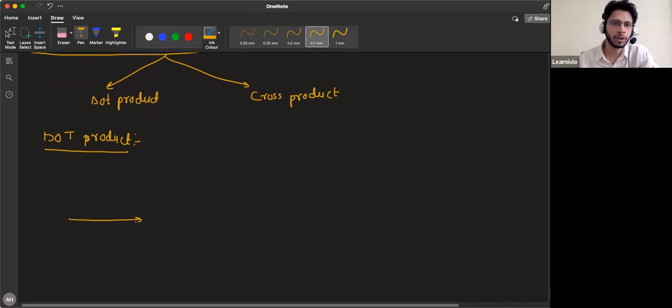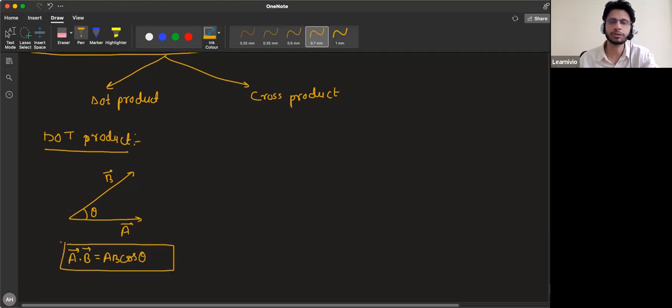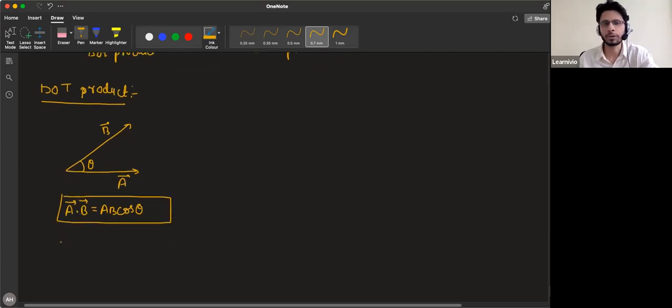So you have two vectors. One is vector A, another is vector B. They are inclined at an angle theta. So when you take dot product of A and B, A dot B will be equal to AB cos theta. This is how we calculate dot product. A dot B is AB cos theta. This is how we define the dot product.